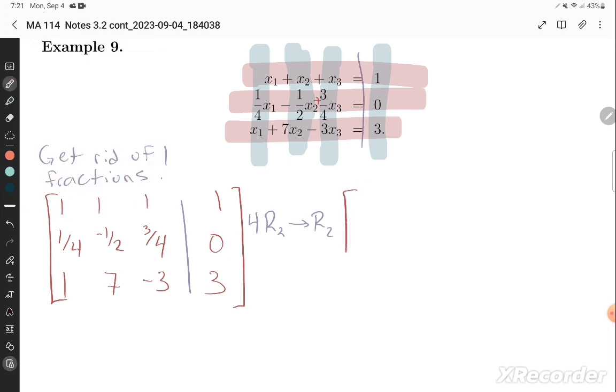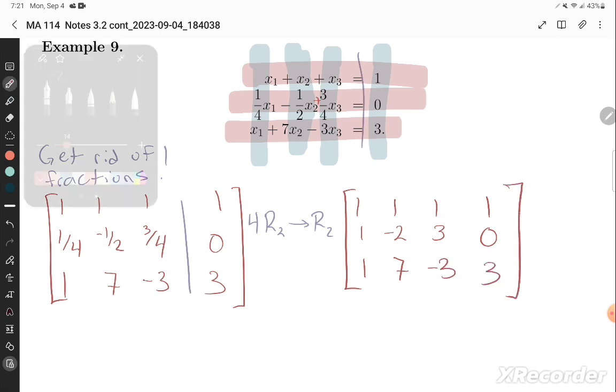This is a common technique. If I don't like seeing those fractions, I can multiply them all by the common denominator that they all could have. So I've got 4 and 2. Since 4 is a multiple of 2, I'm going to multiply everything by 4. So 1, 1, 1, 1. Then I'm going to get 1, negative 2, 3, 0. And then 1, 7, negative 3, 3. And that's going to be my reduced matrix after multiplying everything by 4 there.